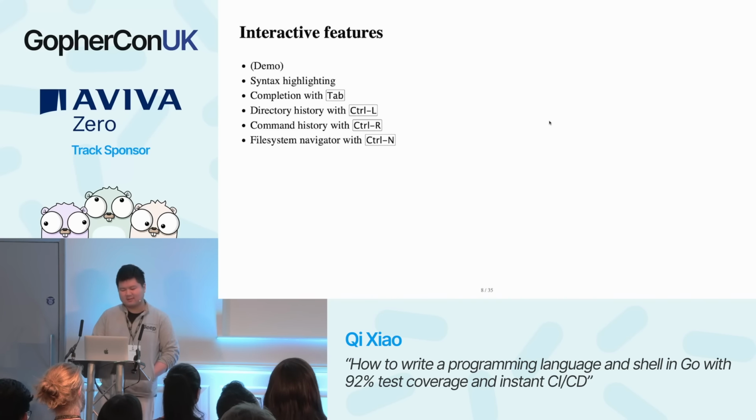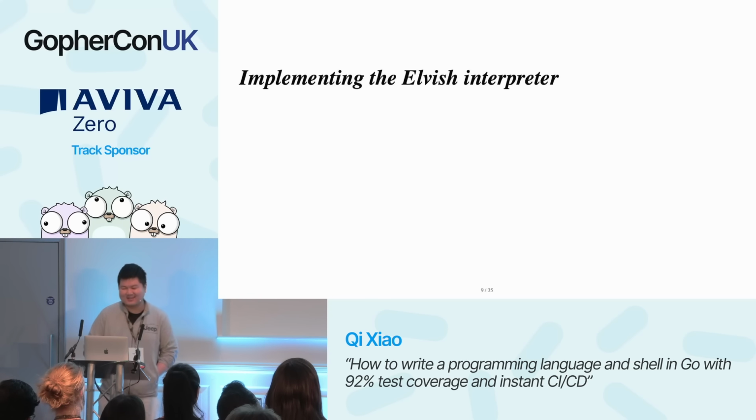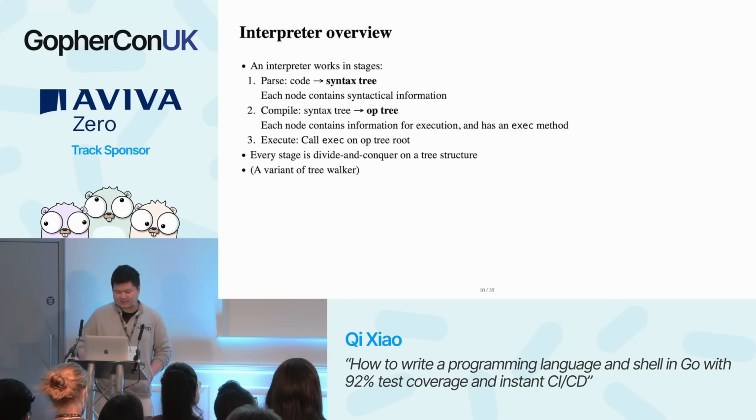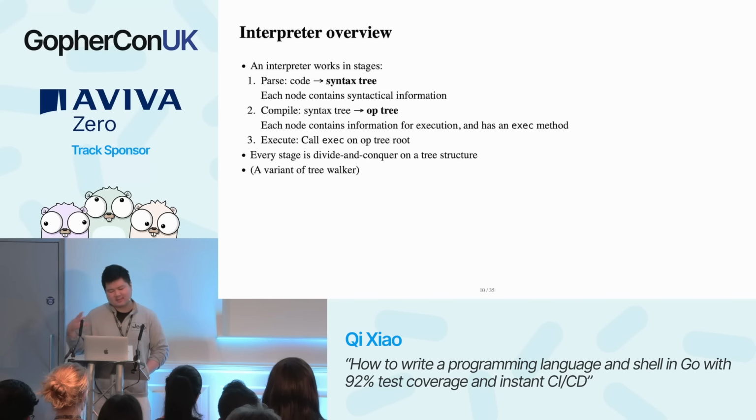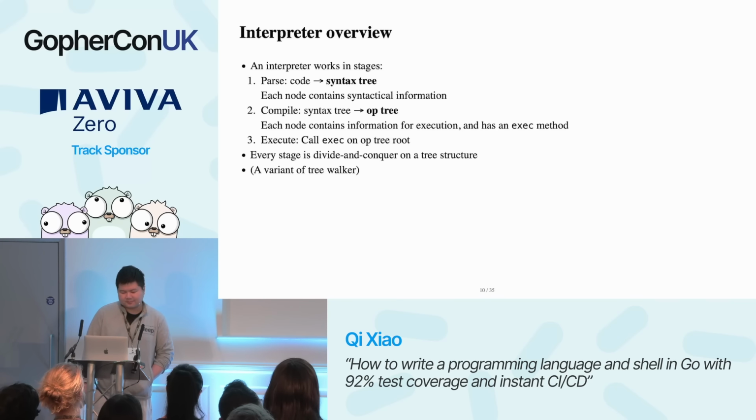Okay, I covered everything. All right, so again, this is GopherCon, so let's talk a bit more about Go stuff. All right, so let's first talk about how to implement the Elvish interpreter. So this is kind of a case study of how you would implement an interpreter. This kind of thing probably applies to any other language if you're interested in writing a language interpreter yourself.